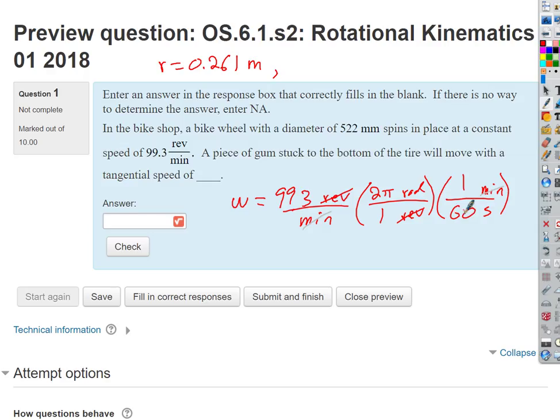So we can just multiply straight across the whole thing. So 99.3 times 2 pi divided by 60 is what? About around 10.4-ish, okay? And that's a calculator number that we'll save, right? Radians per second. Okay, so now if we have a radius and we have an angular speed, how do we calculate a tangential speed?